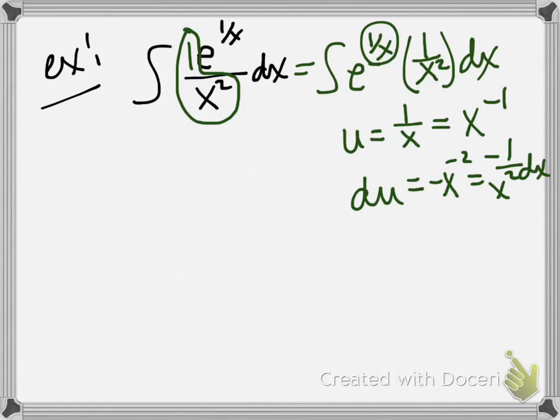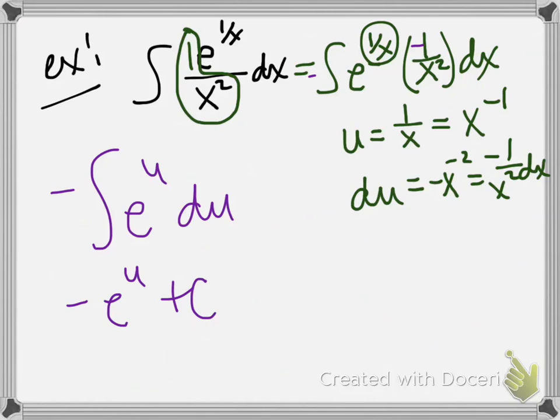And we have the 1 over x squared. We're just missing the negative 1. So we'll put a negative inside and outside. So I'm going to have negative integral e to the u du. So integrate e to the u and you get itself. And then negative e to the 1 over x plus c.